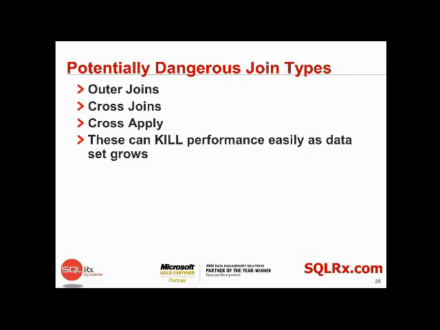So the kinds of joins you want to worry about are outer joins, cross apply. Those are the real ones to worry about. And outer joins means left and right join. Inner joins can be bad depending on if you're trying to inner join with millions of records.